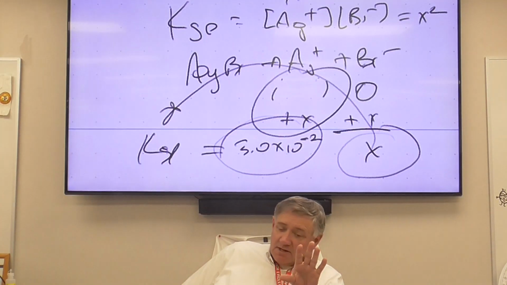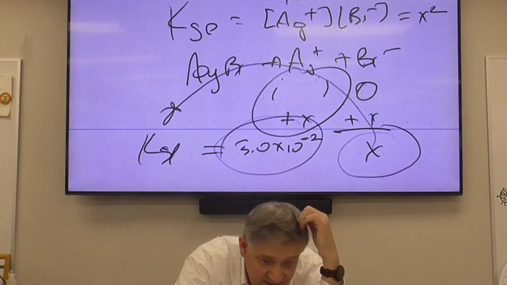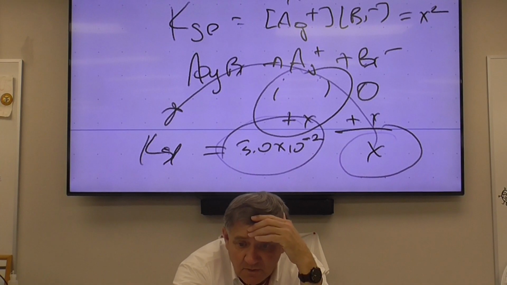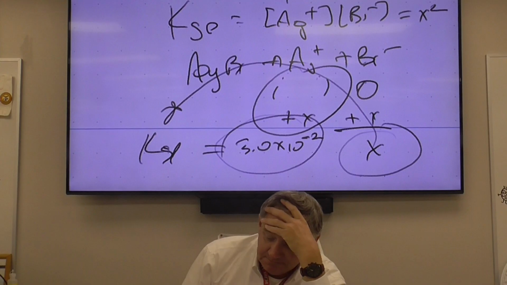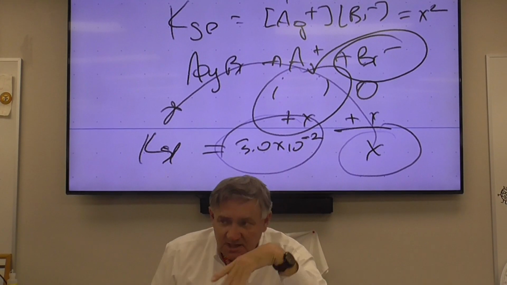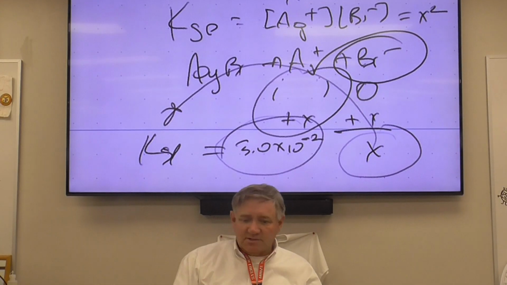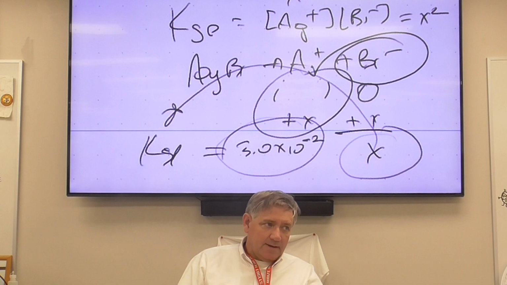Makes sense. And then the only difference when you get to C is that now you're told that it's a 0.1 molar solution of sodium bromide. So now the only difference between B and C is that on C you're given the bromide ion concentration. The silver ion concentration starts at 0. Okay? Got that?